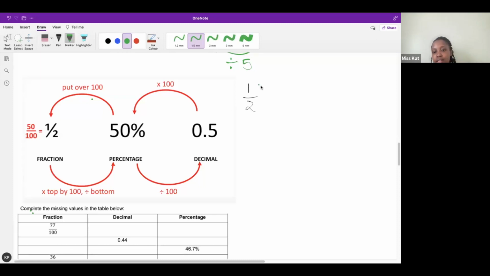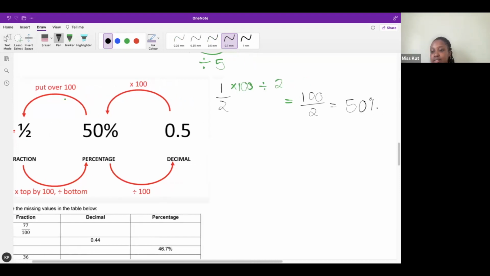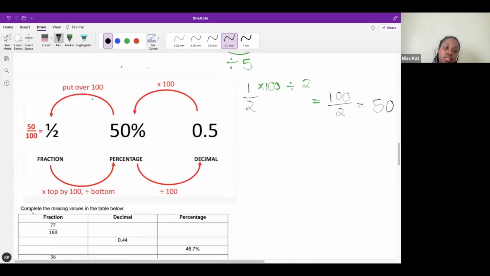So first step is times the top by 100, and then you're going to divide by the bottom, which in this case is a 2. So you're going to say 1 times 100, which you guys have told me is 100. And if you divide it by 2, what does that give you? 50. So a half is 50%. Is that correct? Yes. Okay. So all you have to do is times the top by 100 and then you divide it by the bottom.